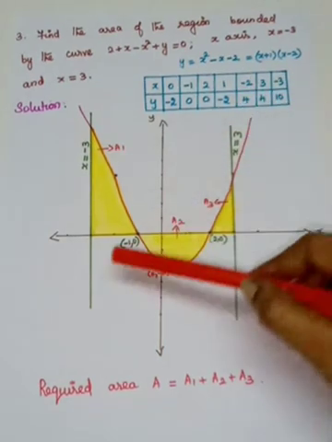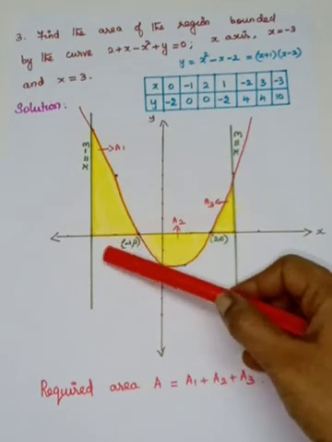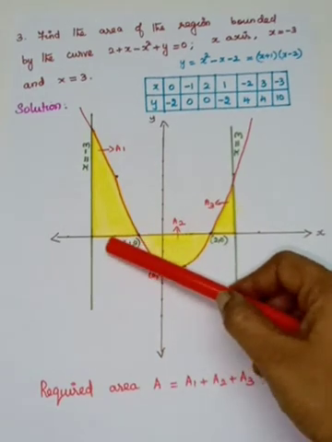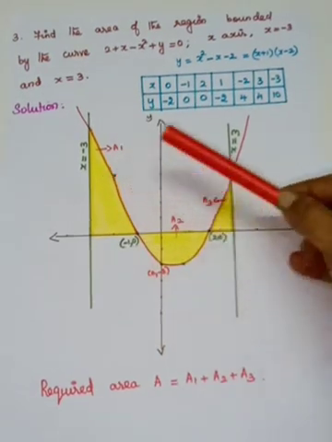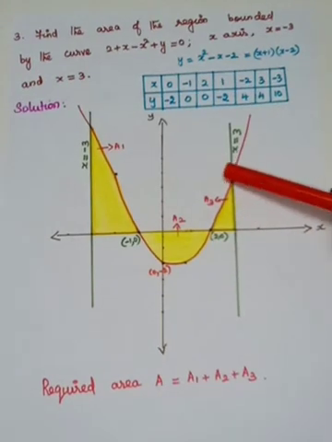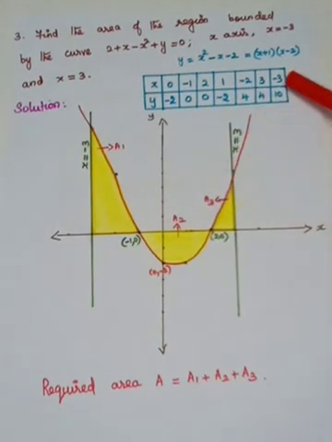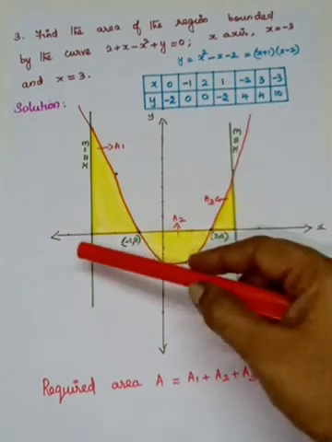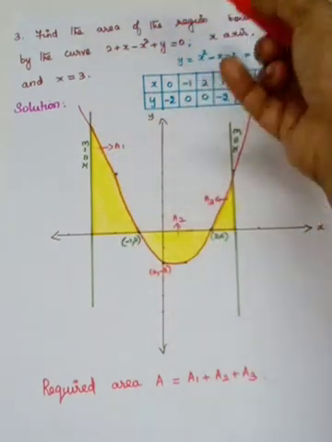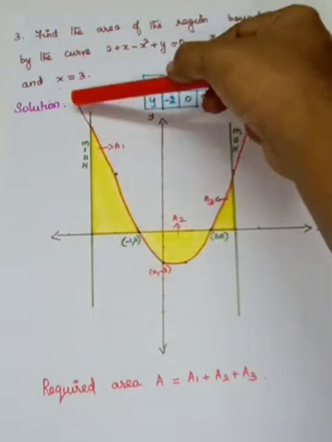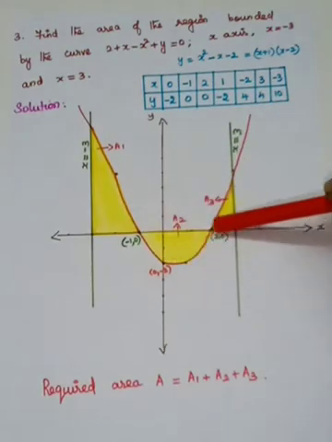Minus 2 comma 4. So you take minus 2. Here it is minus 1. So this is minus 2 comma 4. Okay. 3 comma 4. This point is 3 comma 4. And minus 3 comma 10. So minus 3 comma 10. So using the points, I have drawn the curve.